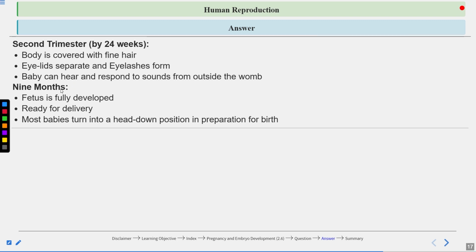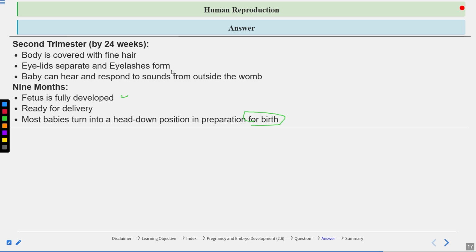Okay. Now 9 months. What happens in the 9 months? Fetus is fully formed, ready for the delivery. Now most babies turn into a head down position preparing for the birth.